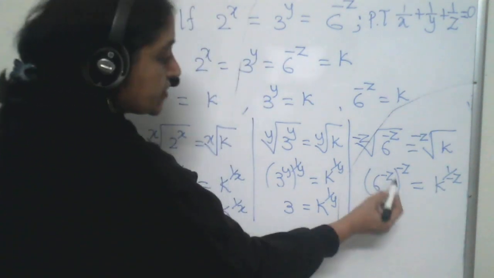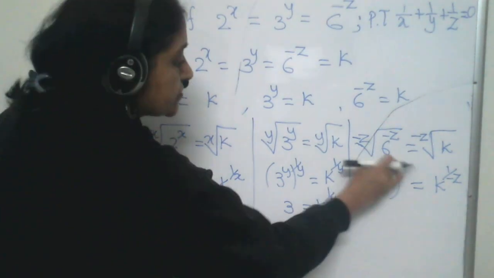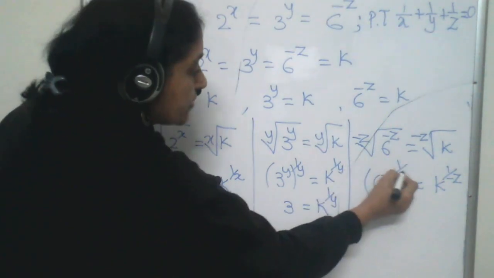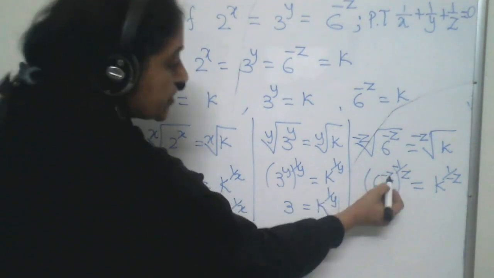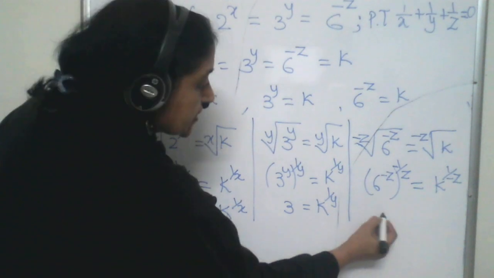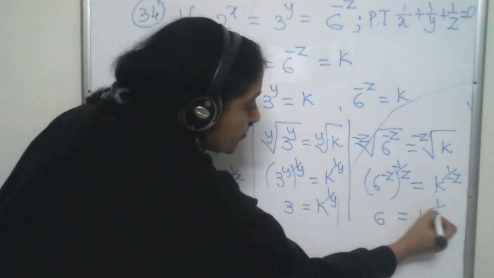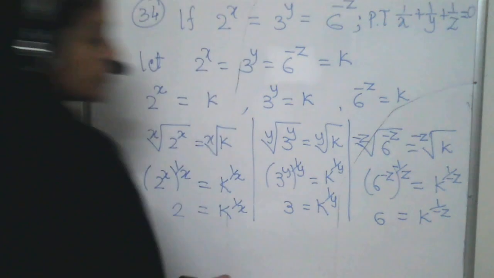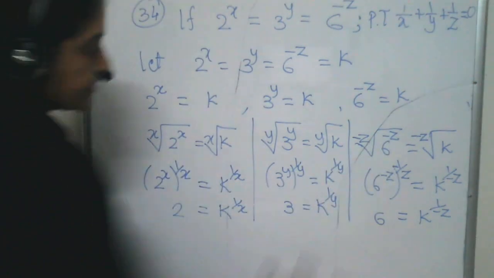Okay, now here, sorry, it's my bad. 1 by z, negative 1 by z. So here this z will get cancelled. Minus into minus is plus. So 6 is equal to k to the power 1 upon negative z. You will get this much. Hope this is understandable. If you want, I will write it again.